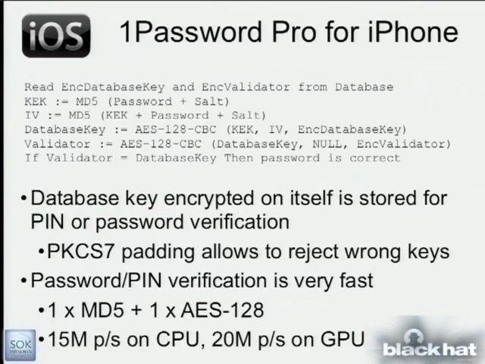Thanks to PKCS7 padding, you need to decrypt only the last block, and the initialization vector for the last block is the ciphertext of the previous block. So you could just remove this operation from the password cracking procedure. And actually, you don't have to decrypt the validator because, again, PKCS padding allows you to reject wrong keys after decrypting the database key. So you could simplify these algorithms by a factor of 2 just by removing unnecessary operations. So again, very fast cracking speed and not very good protection.